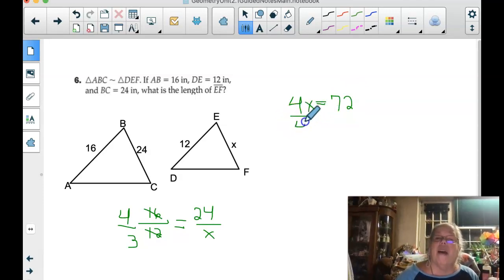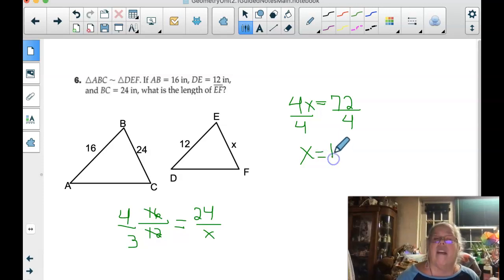And the way I do this in my head, 72 divided by 2 is 36. 36 divided by 2 is 18. Try that on your calculator. That's what you're going to get. Okay, so x equals 18. Okay? Let's see what we have in store for us next.